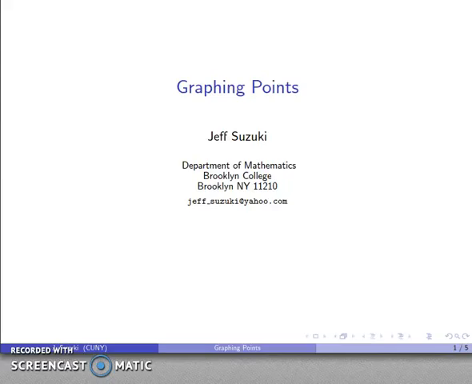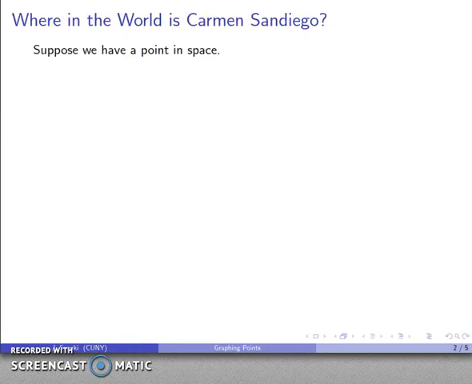So we'll introduce this notion of graphing points as a prelude to other types of graphing. Here's a very common problem in life: we want to locate something. We want to figure out where something is. And so the idea in mathematical terms, well, suppose I have a point that's located someplace in space.